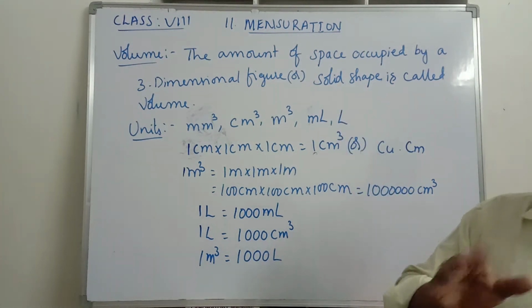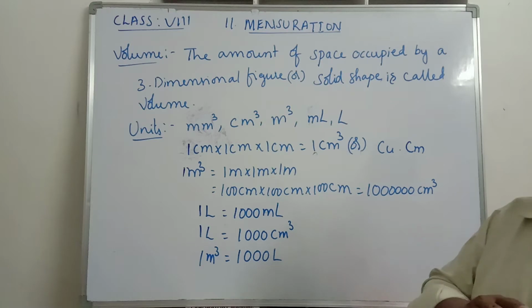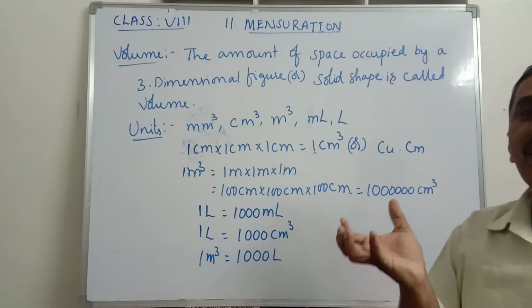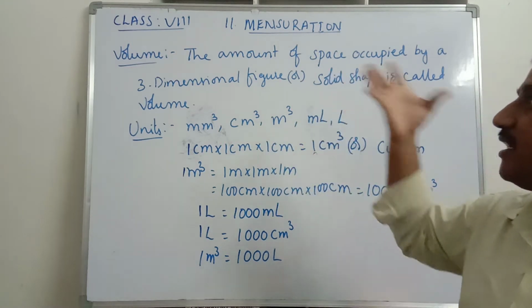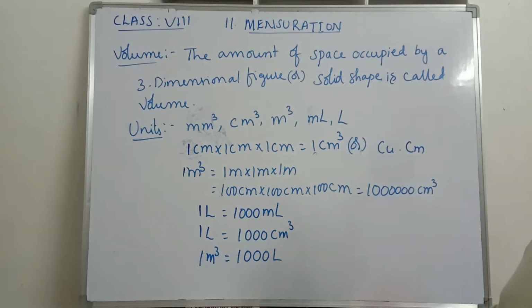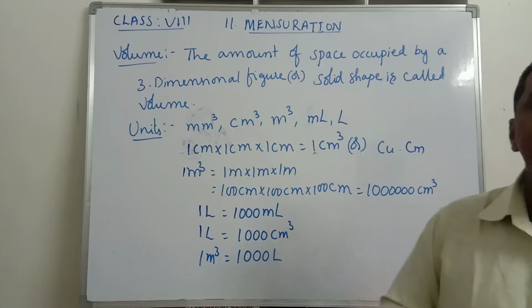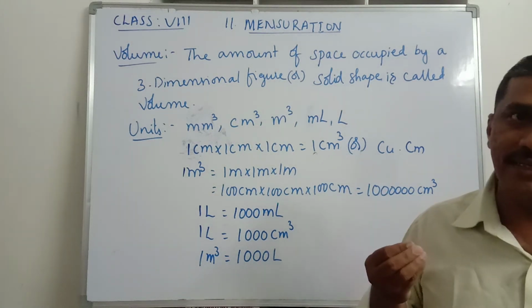Volume is also related to capacity. Volume and capacity both are related terms. What is the capacity of the cylinder? How much can it hold? There we use the word capacity. So here the capacity is nothing but the volume. Volume is the amount of space occupied by a three-dimensional figure. Now we will discuss volume of cuboid, cube and cylinder.